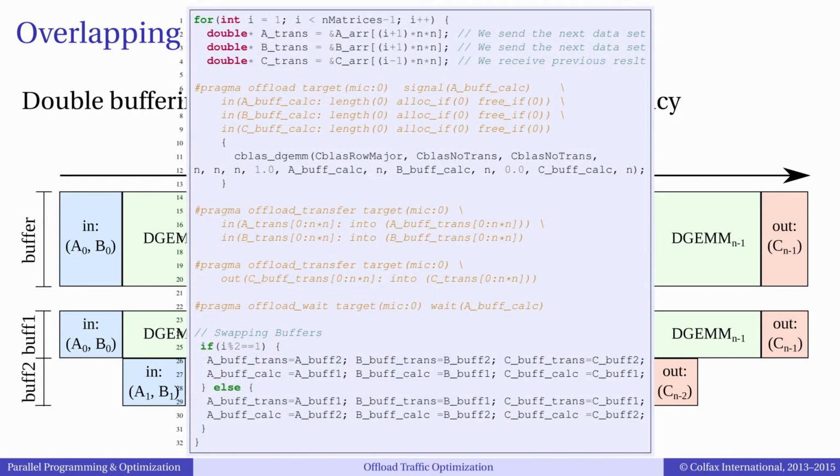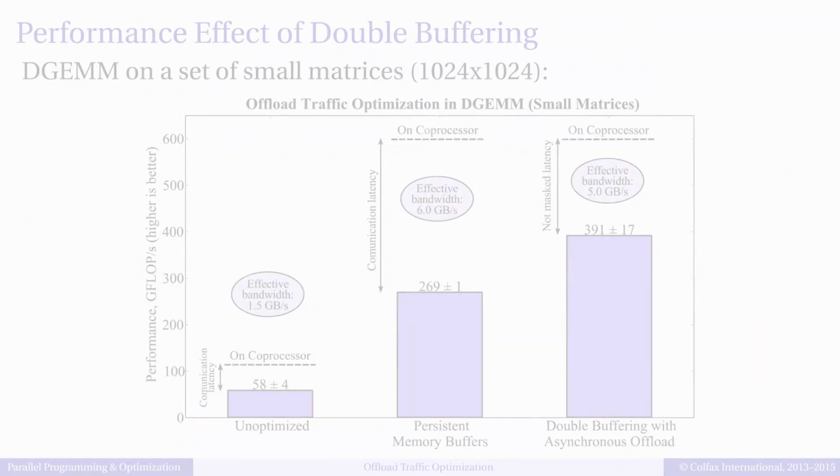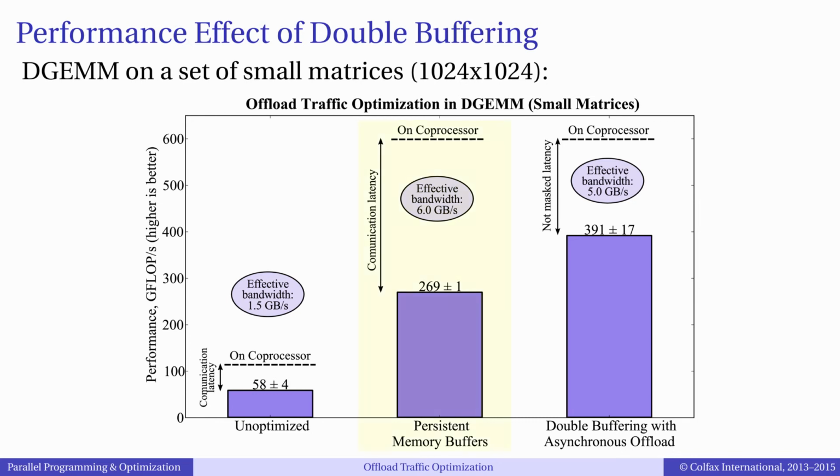This procedure can be implemented using the clause signal in pragma offload and using the specifier into. You can see an example code that performs double buffering among the labs of our book. This code performs matrix-matrix multiplication on a set of not very large matrices, but the procedure can be generalized for any workload, not just matrix-matrix multiplication. Performance results show how first implementing memory buffer retention and then implementing double buffering helps us to increase the performance of the application. For details, you can refer to section 4.10 in our book.